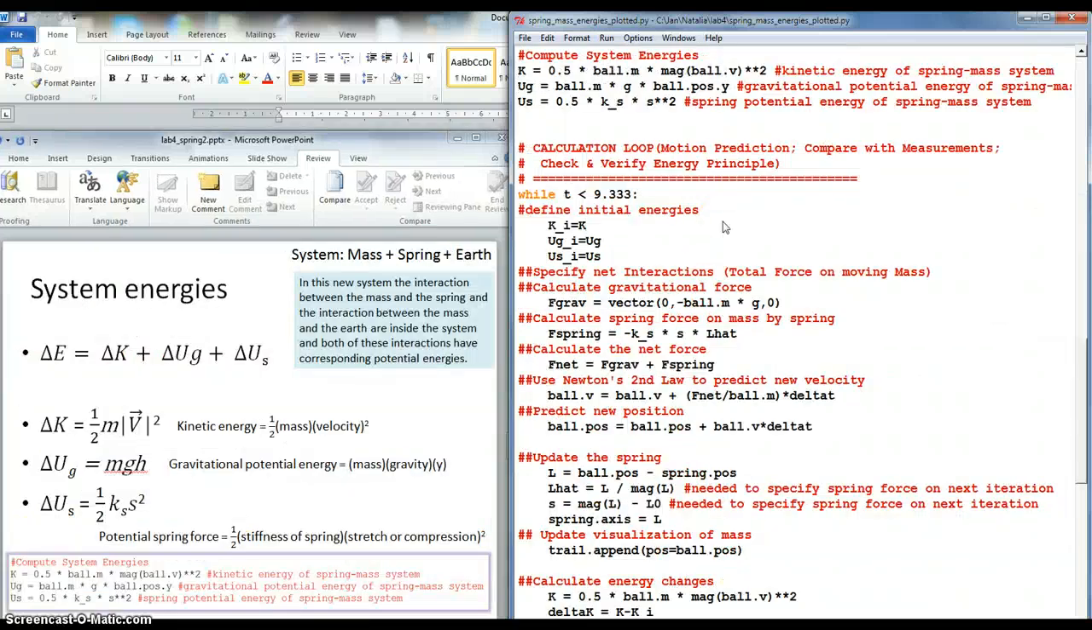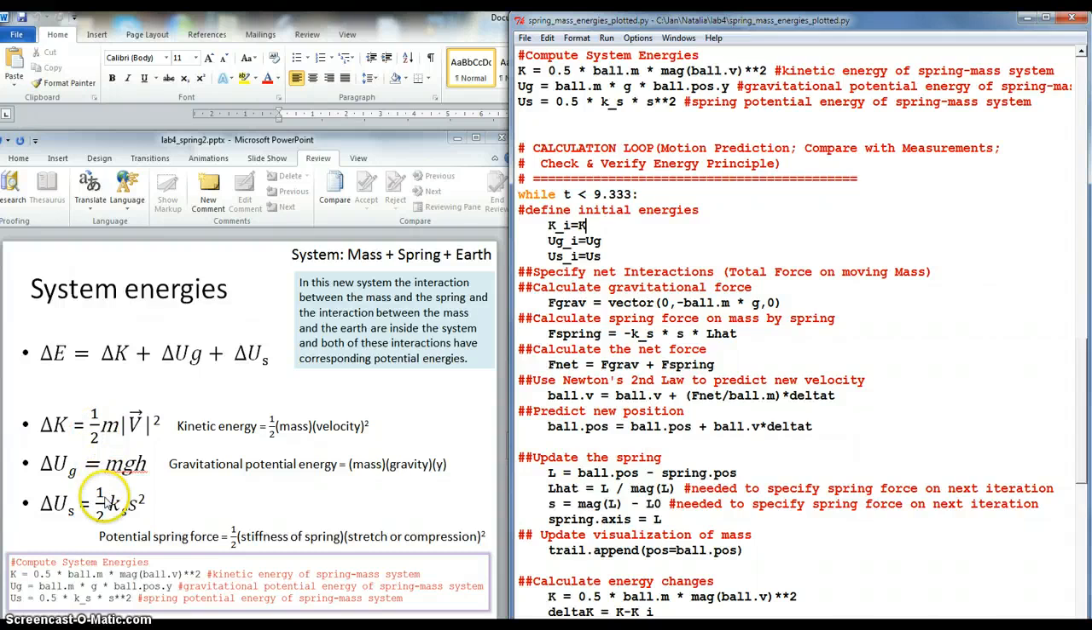When using the energy principle, we chose a system consisting of the mass, the spring, and the Earth. The change in the total system energy is equal to the sum of the energy changes inside the system: the change in the kinetic energy of the mass, the change in the gravitational potential energy, and the change in the spring potential energy. Here in the code, we compute the system energies before the program enters the loop.